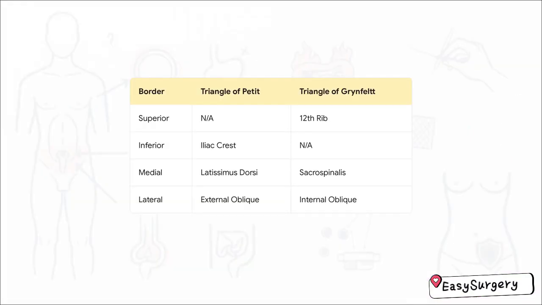Let's efficiently map out the distinct borders of the two highly testable lumbar hernias. Picture the inferior triangle of Petit sitting right on the bottom at the iliac crest. Then you have the superior triangle of Grynfeltt, which is bounded at the very top by the 12th rib. Notice how the latissimus dorsi and external oblique flank Petit on the inside and outside, while the sacrospinalis and internal oblique frame Grynfeltt. You really want to walk this anatomical map into your memory.